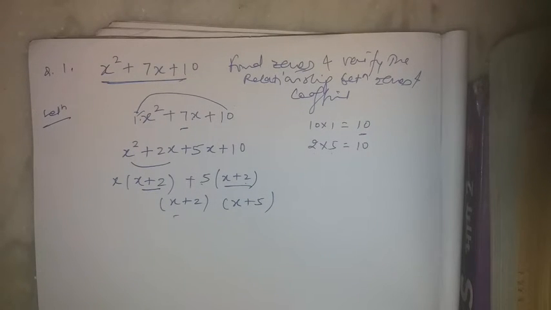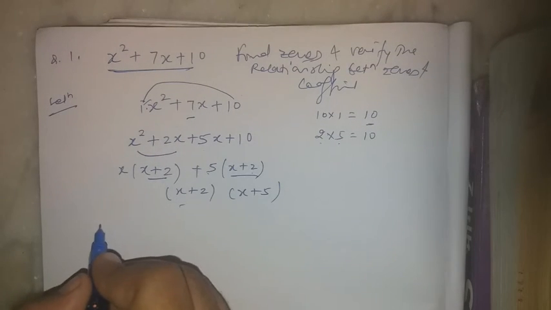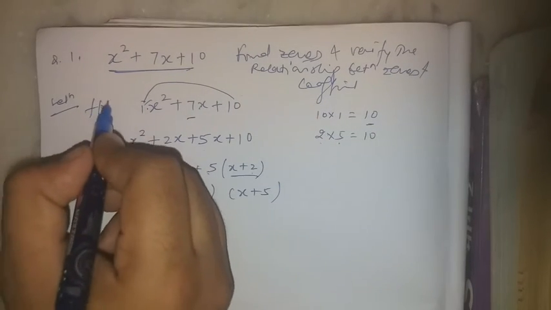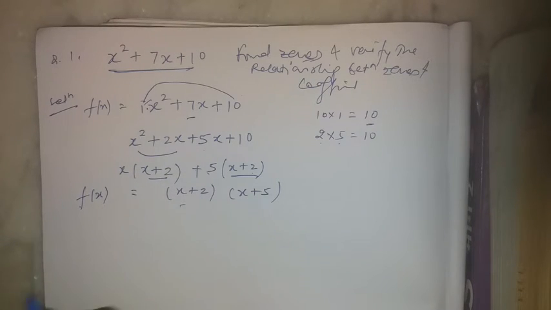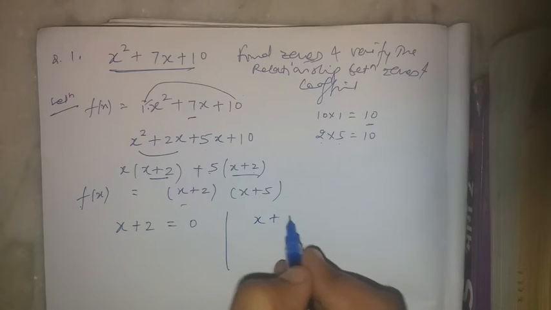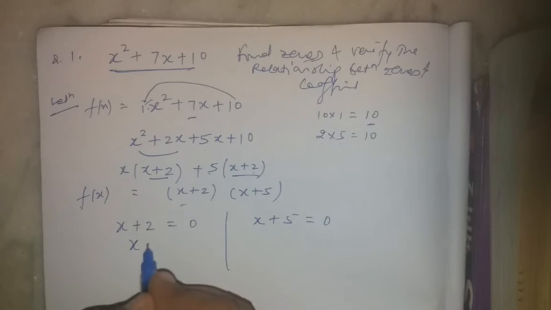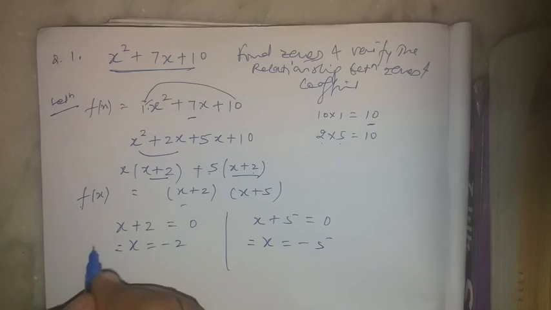After that we find the zeros. The function f of x should be equal to 0, so x plus 2 equals 0 and x plus 5 equals 0. So x equals minus 2 and x equals minus 5. Here you can say this one is alpha and this one is beta.